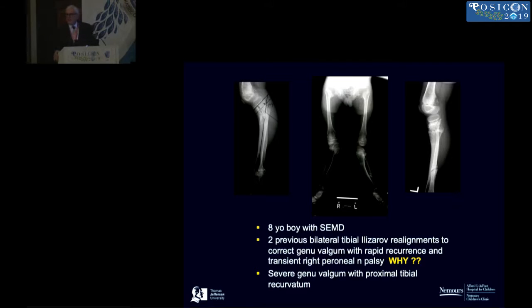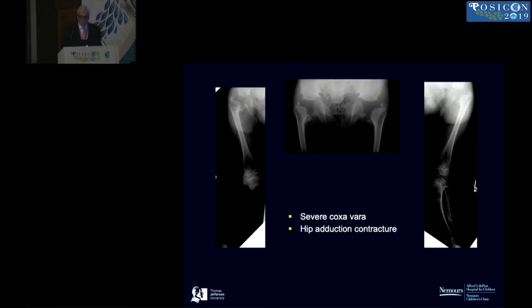Anyone have any suggestions as to why this might have recurred? Doing bilateral, gradual, upper tibial? They weren't bad. I mean, I didn't do them, but they were okay. Why would this have failed? So what do you see in the hips? That was maximum abduction there.